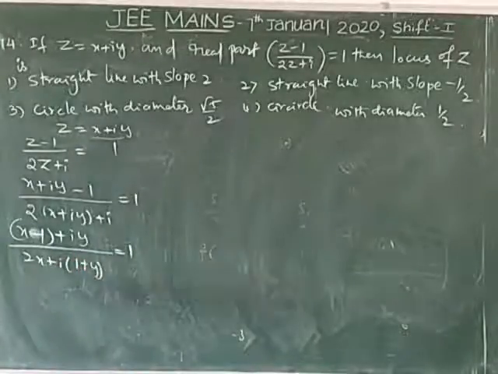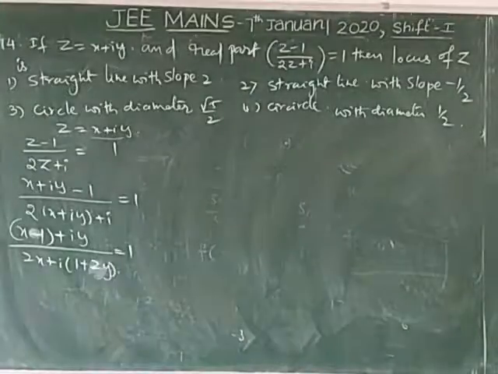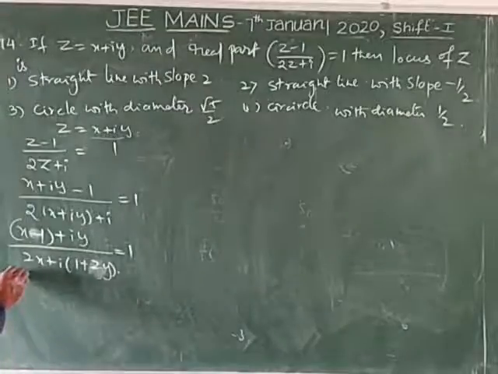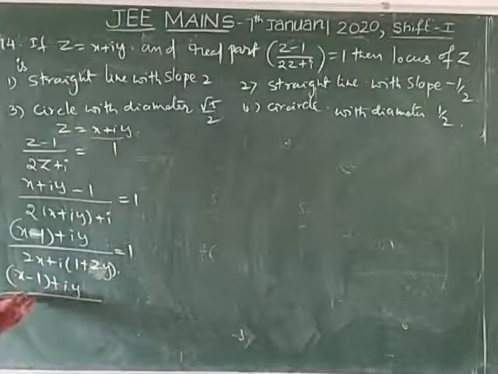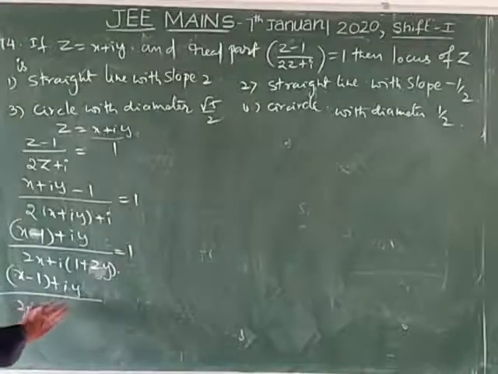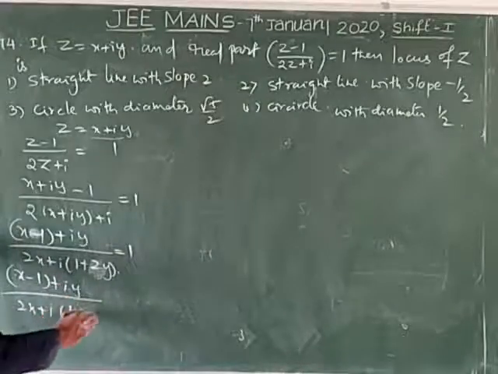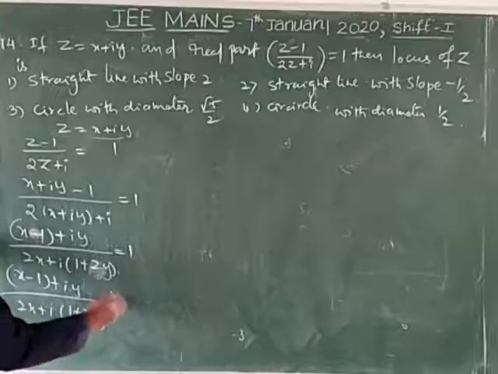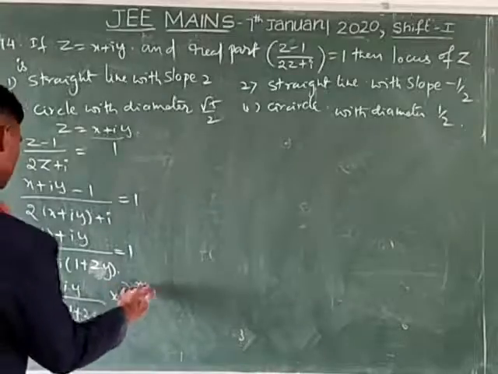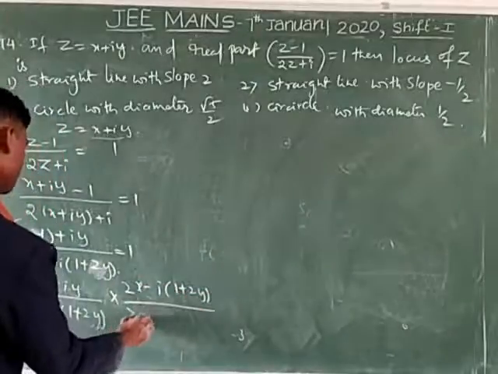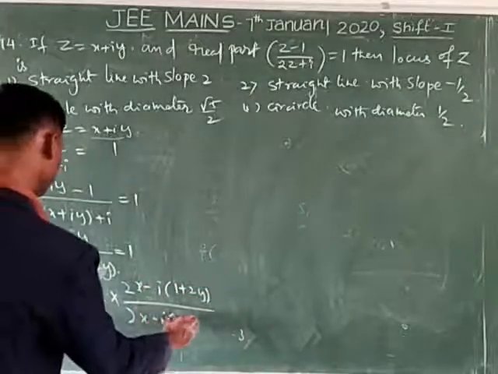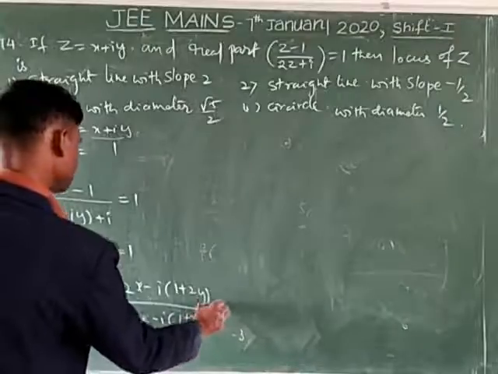Here 2x plus i into (1 plus 2y) is equal to 1. Now you have to rationalize the denominator. Then (x minus 1 plus iy) by (2x plus i into 1 plus 2y). Rationalized denominator means multiply by (2x minus i into 1 plus 2y) by (2x minus i into 1 plus 2y). It is equal to 1.